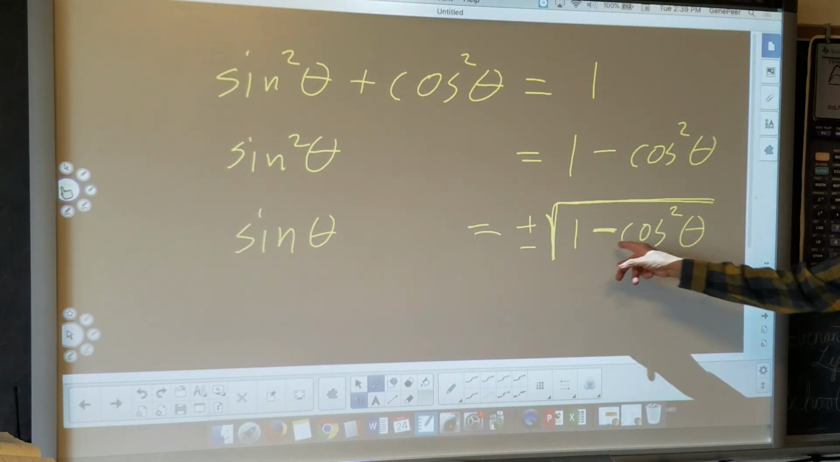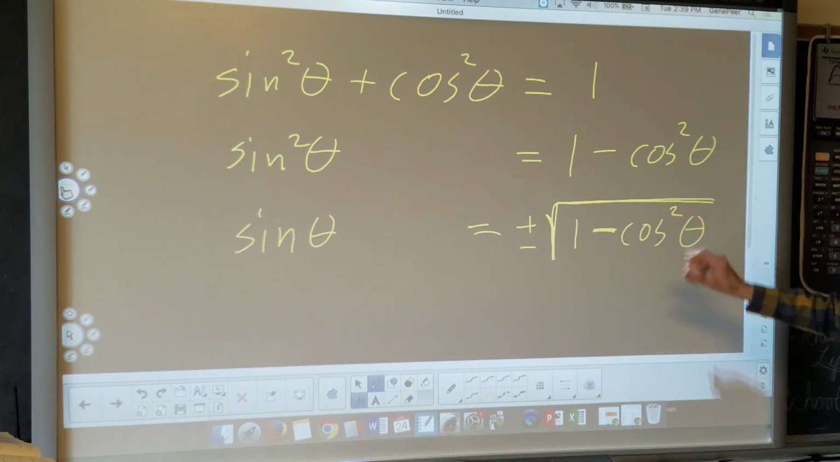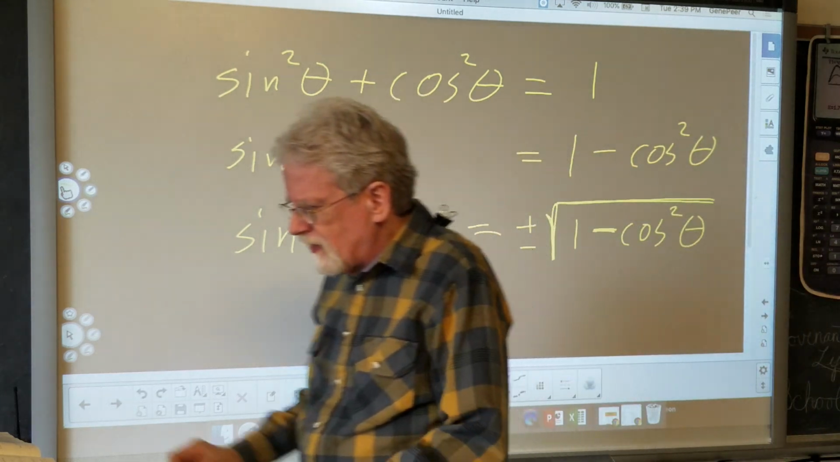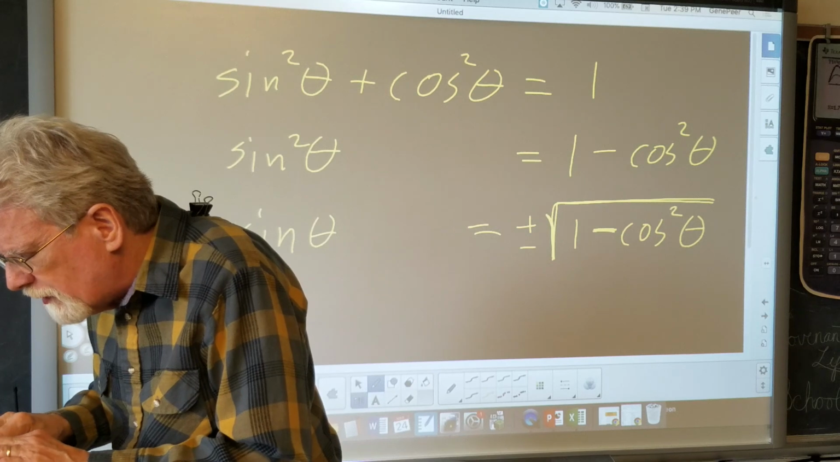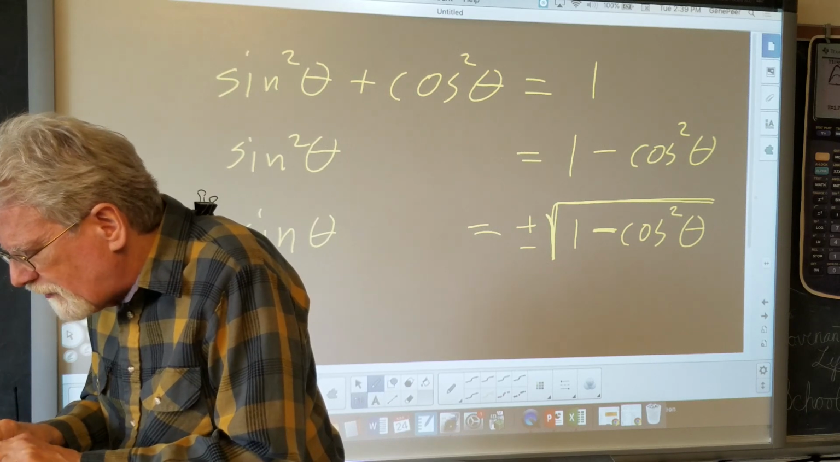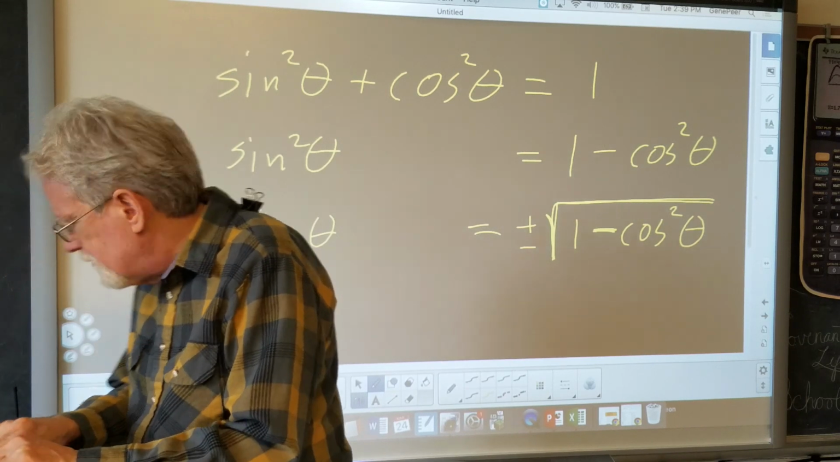And don't try to take the square root of this. If you do, you've butchered it. All right, now, that's a fairly minor concept there. Let's look now at this.